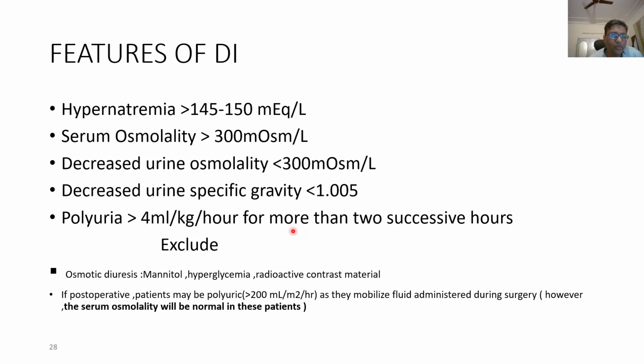If you observe polyuria of more than 4 ml per kg per hour for more than 2 successive hours in a patient who is likely to have DI, you always have to be alert that the patient is having DI. You have to exclude, of course, osmotic diuresis like recent administration of mannitol, extreme hyperglycemia, radioactive contrast material, or mobilization of fluids after surgery. You have given a lot of fluids, and the patient may be excreting those fluids.